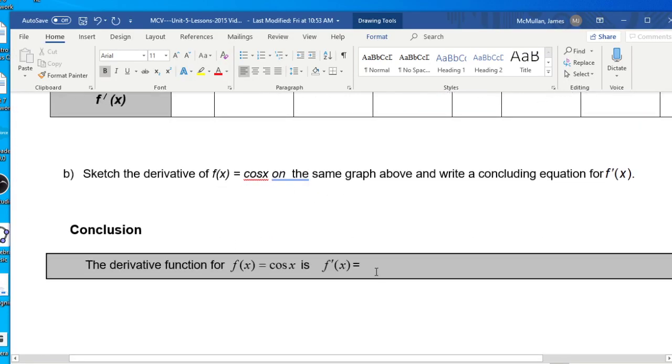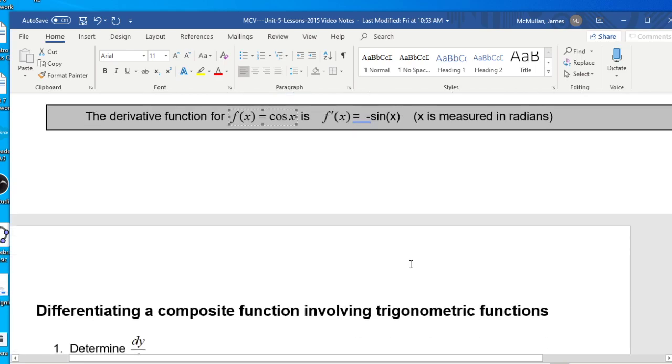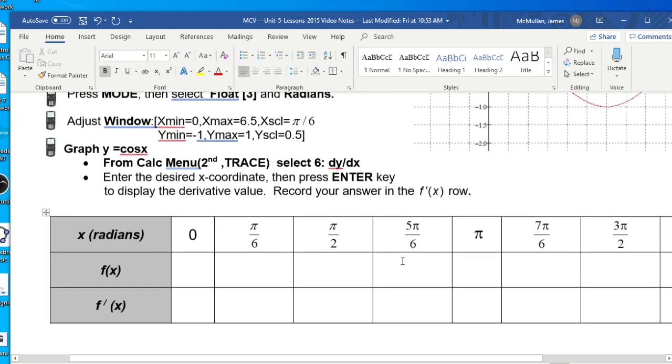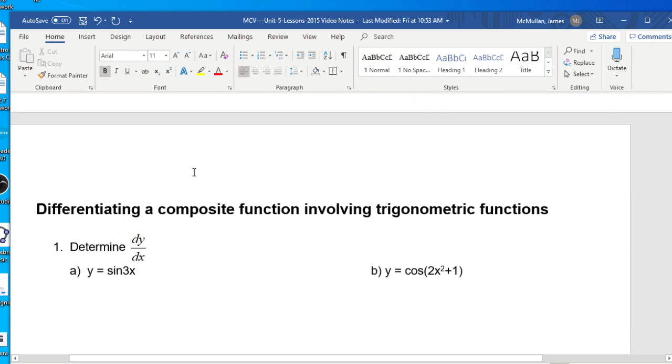Again, the derivative function for cos, f prime of x, is equal to negative sine x. Again, x is measured in radians. So sine becomes cos, but cos becomes negative sine. With that, we can now do a couple of things. Let's make a quick table here.